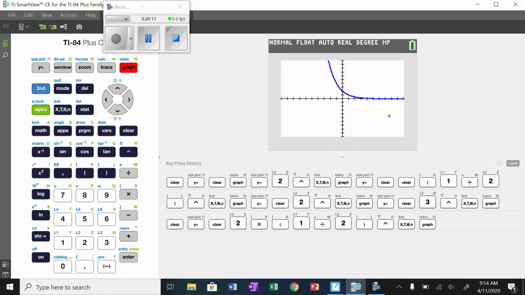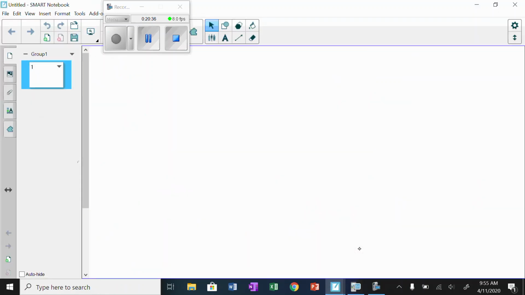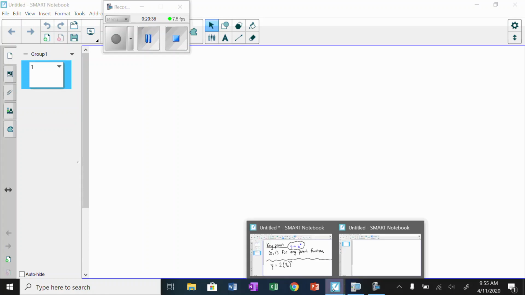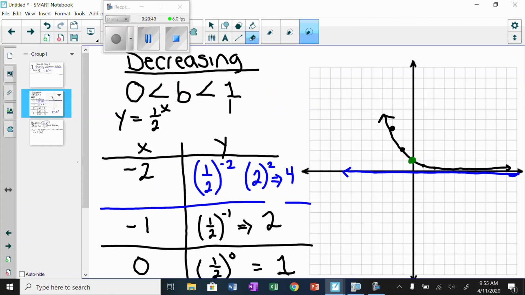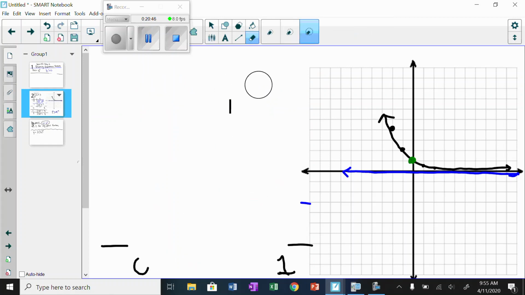So like I said, the trick with the (0, 1) and the asymptote being 1 unit below it only works if we're dealing with a parent function. The asymptote will always be 1 unit below the key point, except if there's a number in front of the b. So let's go ahead and talk about different translations now. Go back to my paper, erase this.